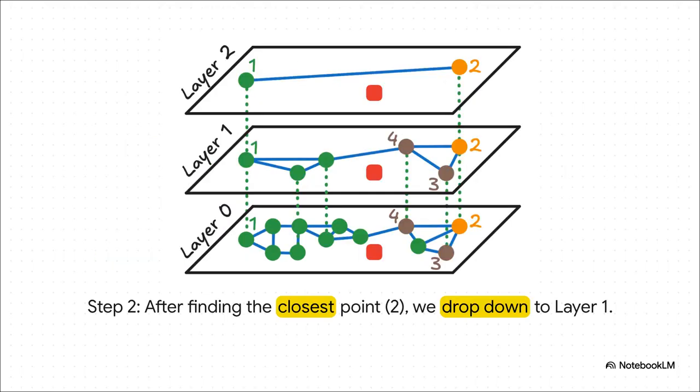Now, from point 2, we can't get any closer on this top layer. So what do we do? We take an exit ramp and drop down to layer 1, entering at that same point, number 2.